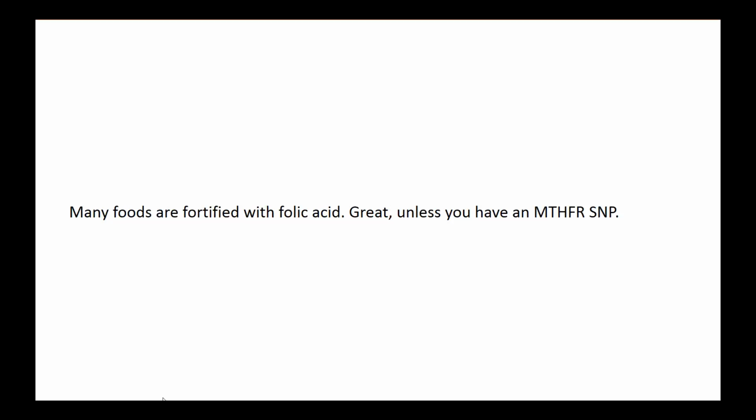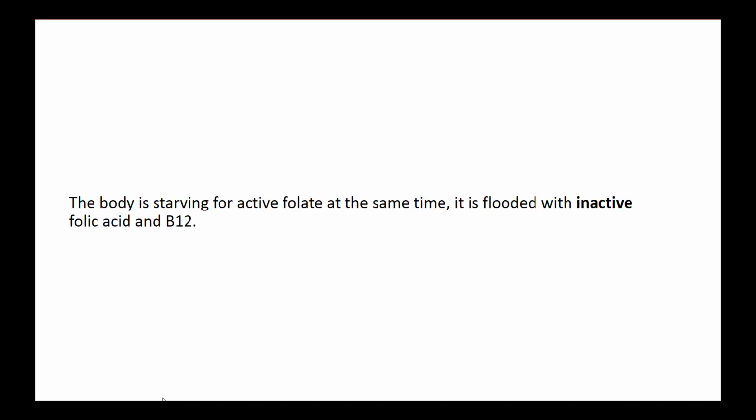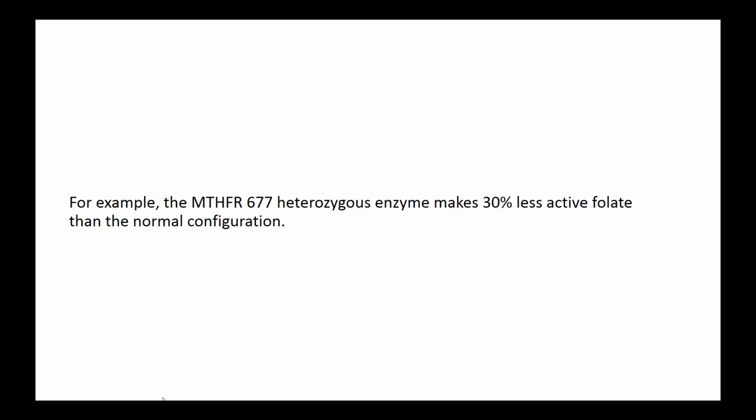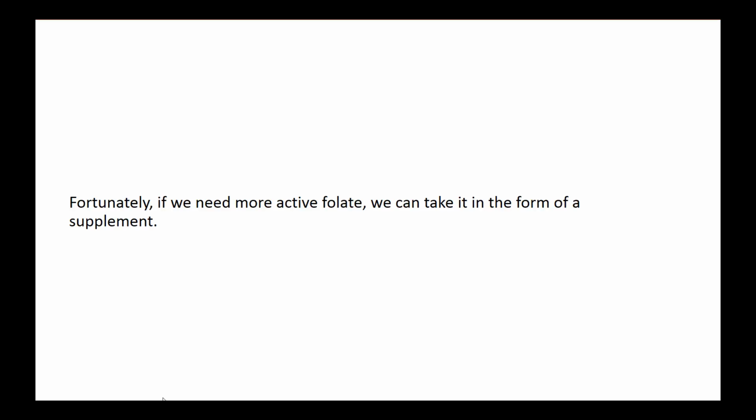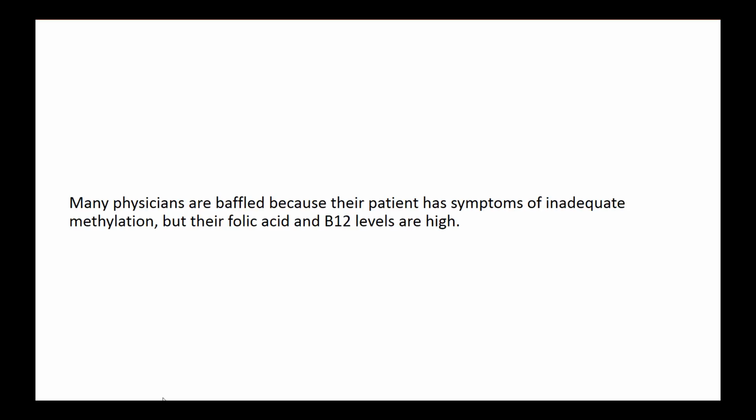While many foods are fortified with folic acid, it's great unless you have an MTHFR SNP. Why? Because folic acid has to be activated by the MTHFR enzyme. The body is starving for active folate at the same time it's flooded with inactive folic acid and B12. For example, if the MTHFR 677 heterozygous enzyme is present, it makes 30% less active folate than the normal configuration. Fortunately, if we need more active folate, we can just take it in the form of a supplement.